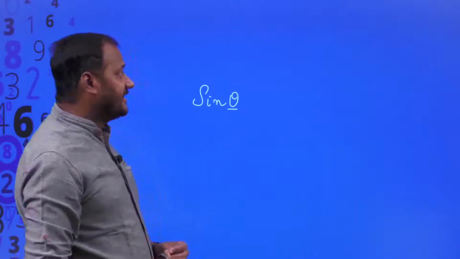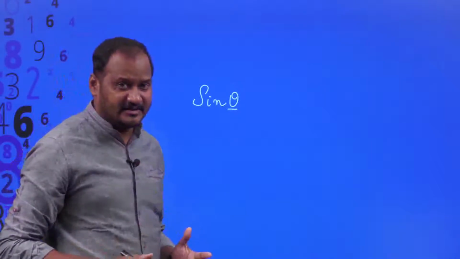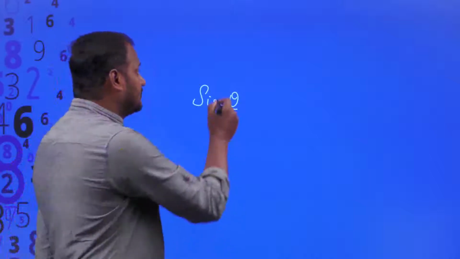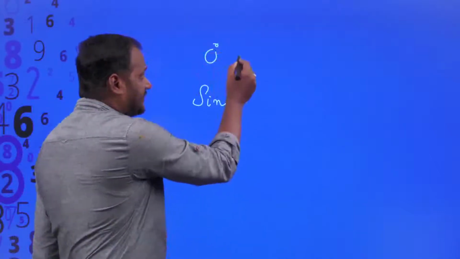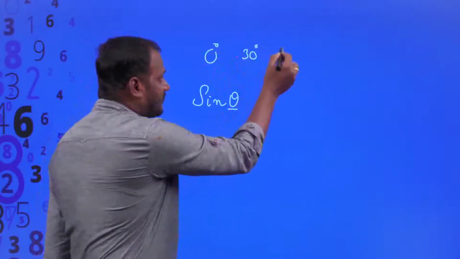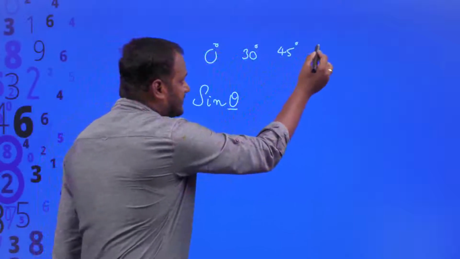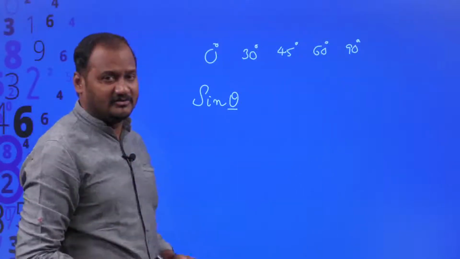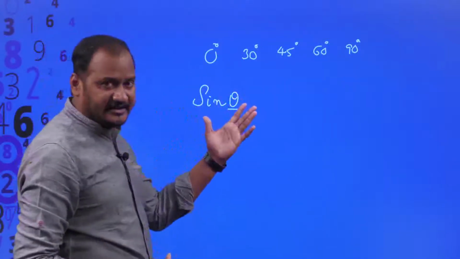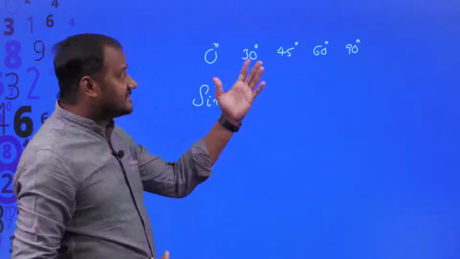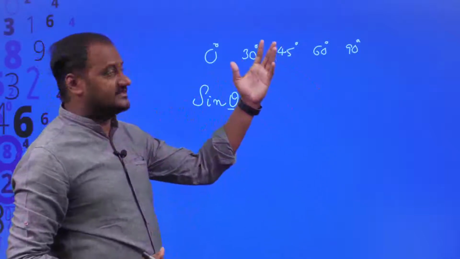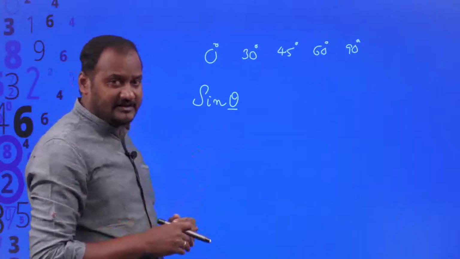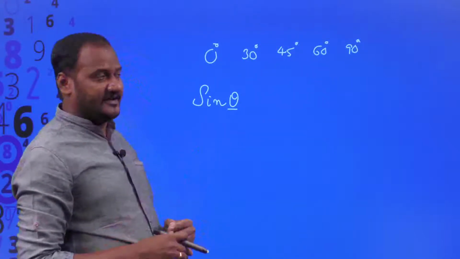Specified angles means not all the angles, only the angles from 0 degrees to 90 degrees, and that too 0 degrees, 30 degrees, 45 degrees, 60 degrees as well as 90 degrees. Now what is the value of sin 0 degrees, sin 30 degrees, sin 45 degrees, sin 60 degrees as well as sin 90 degrees, along with all the other trigonometric ratios also, right?